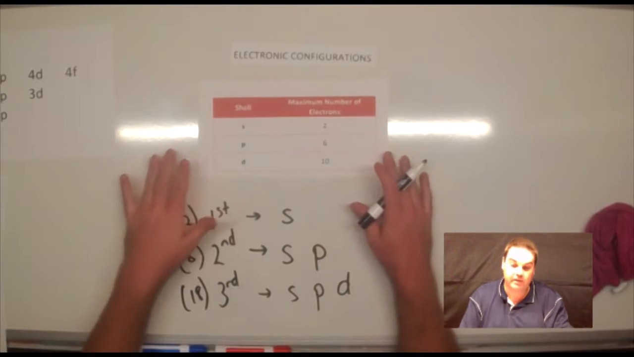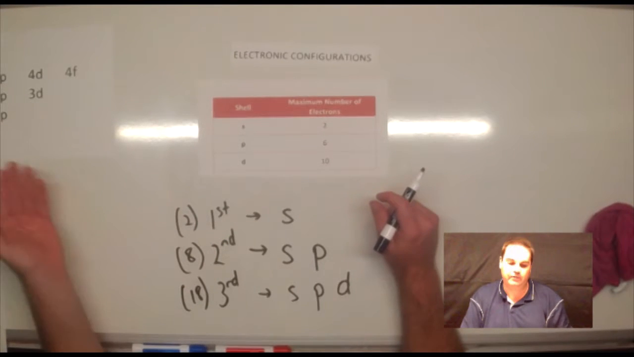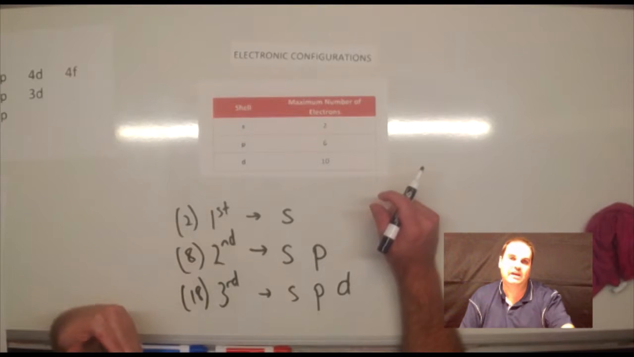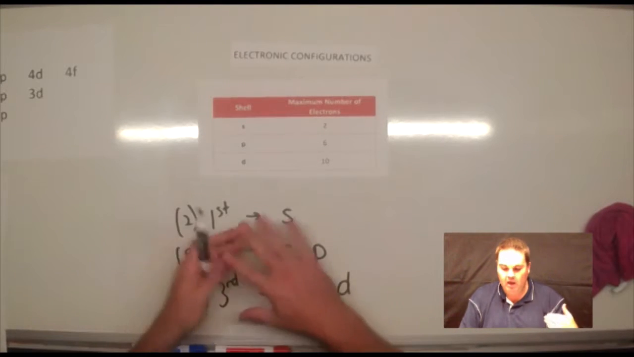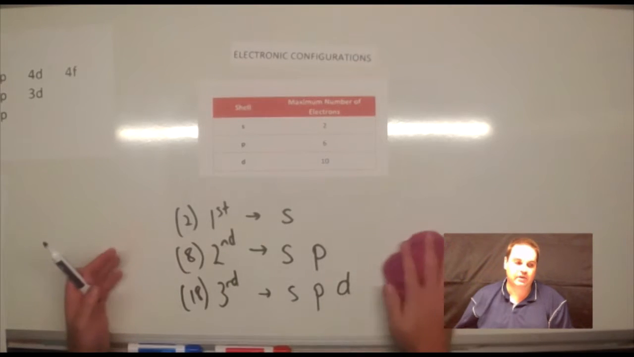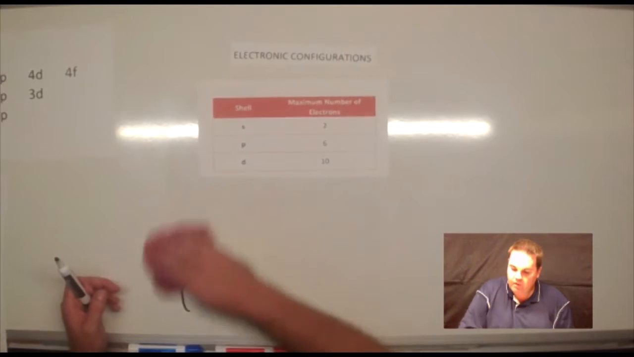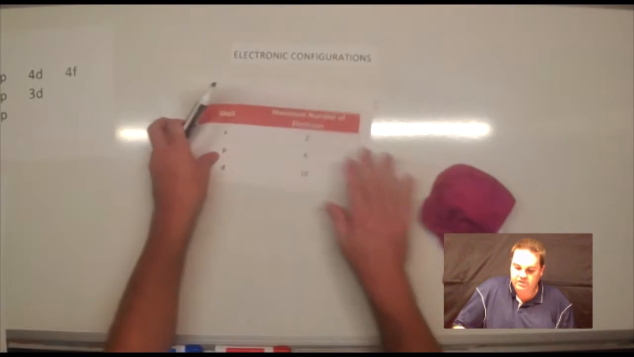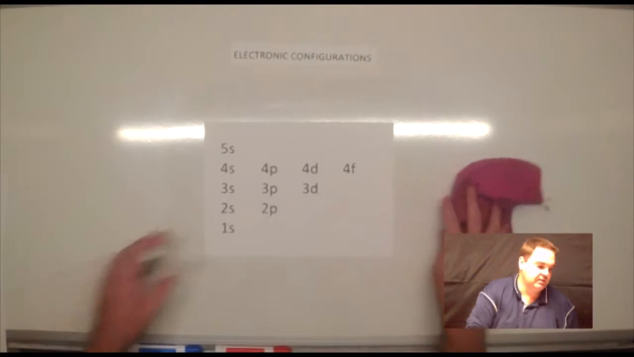We're never going to deal with F orbitals and writing electronic configurations. You just need to concern yourself with S, P and D. Alright, so that's how we're going to use the maximum number of electrons to write the electronic configurations. So to do that, what I suggest you do is you use this little chart.